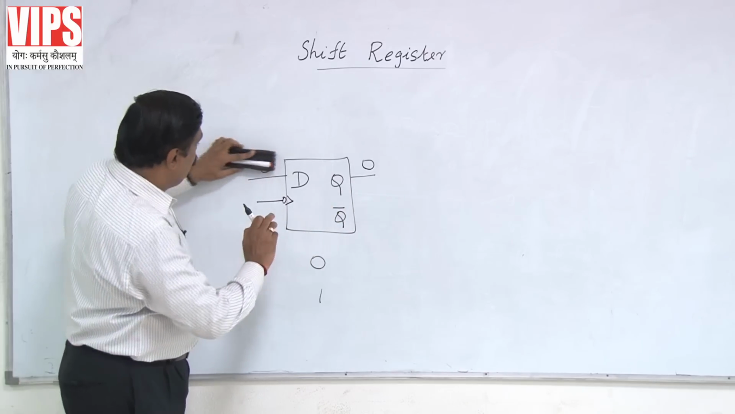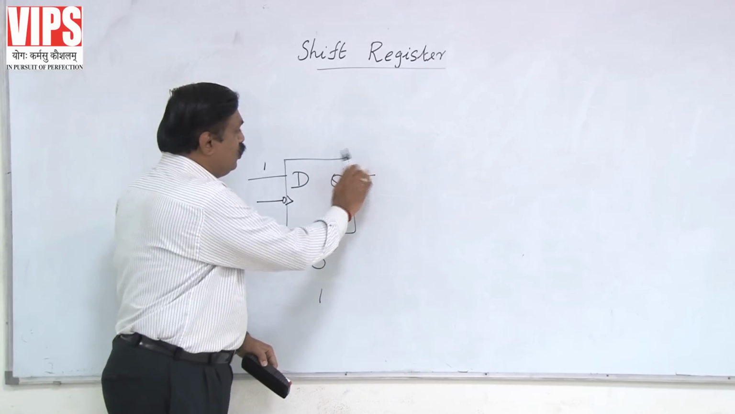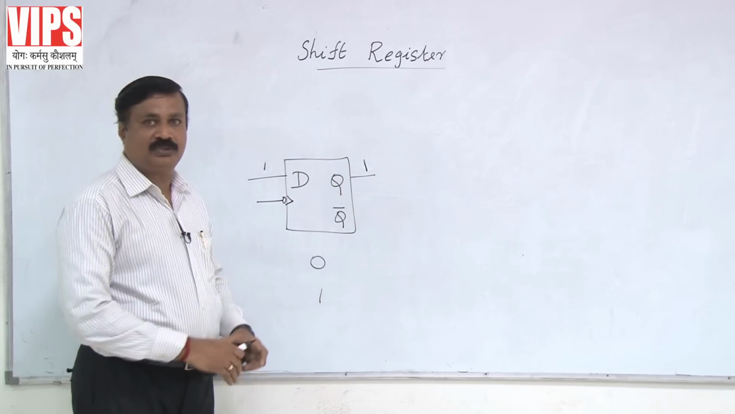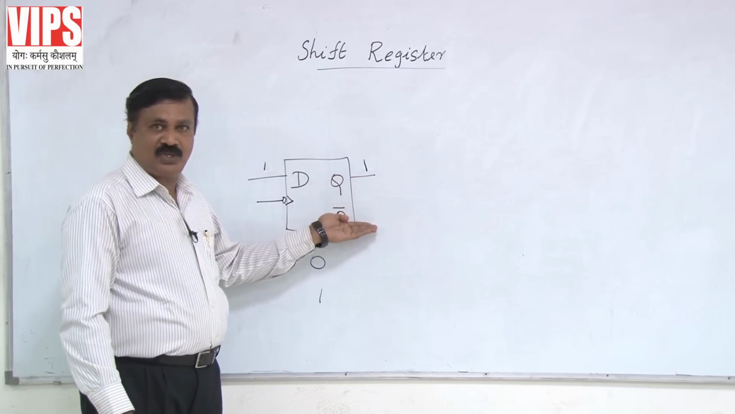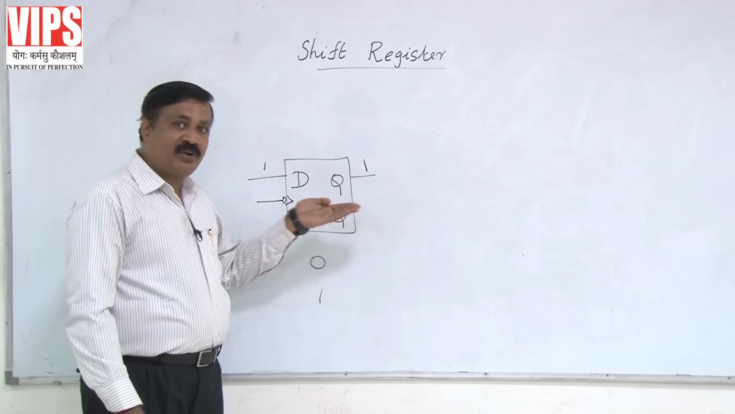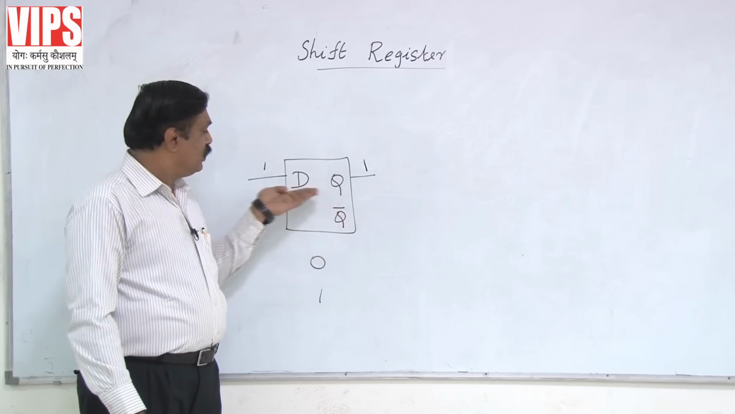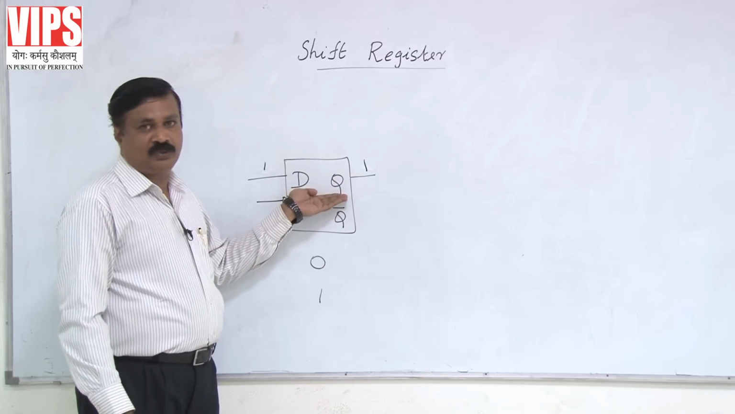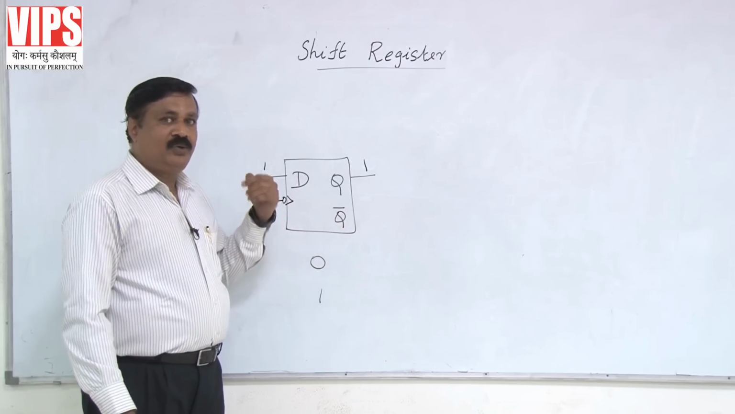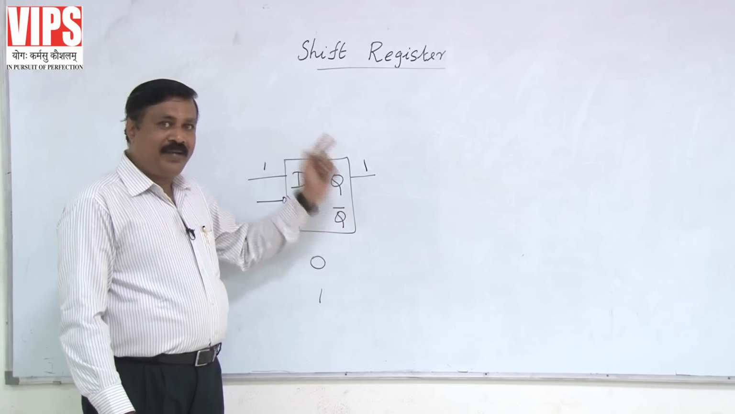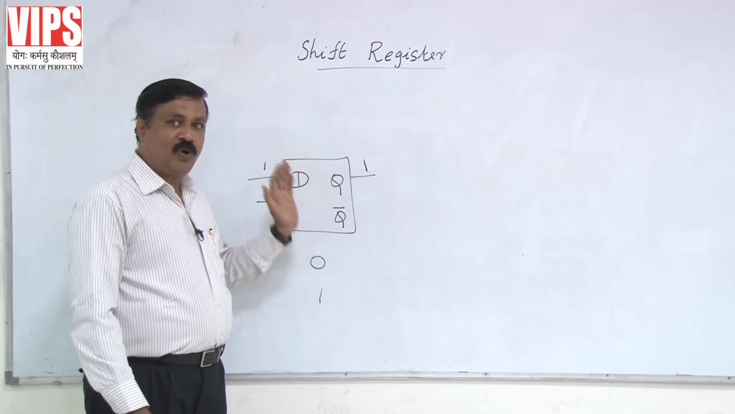Now, if you give 1 here and a clock pulse, then you will get 1 at the output. And complementary, as you know, if you get 1 here, you will get 0 here. For the time being, we are not using this complementary output. We are using only the D input and Q output. Now this is the D flip-flop functioning. I am going to design a 4-bit shift register. That means I am going to shift 4-bit data.